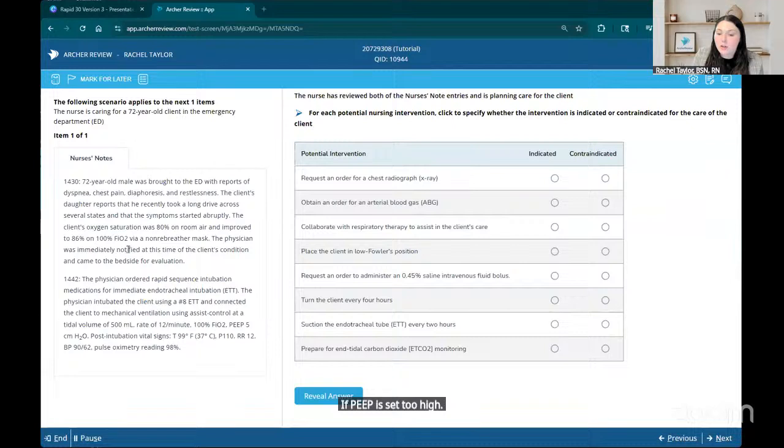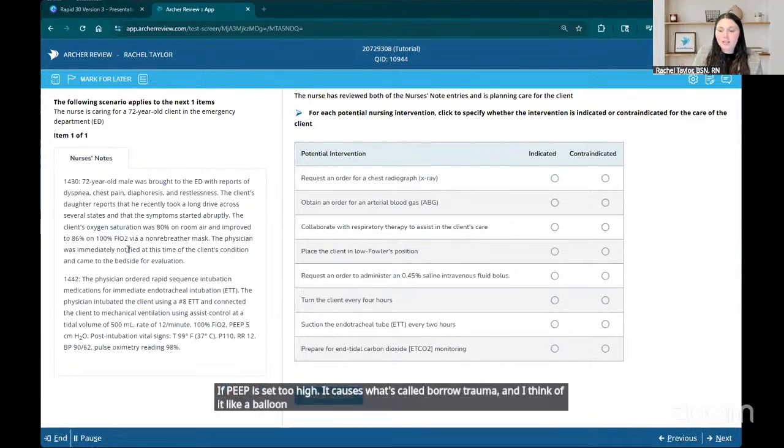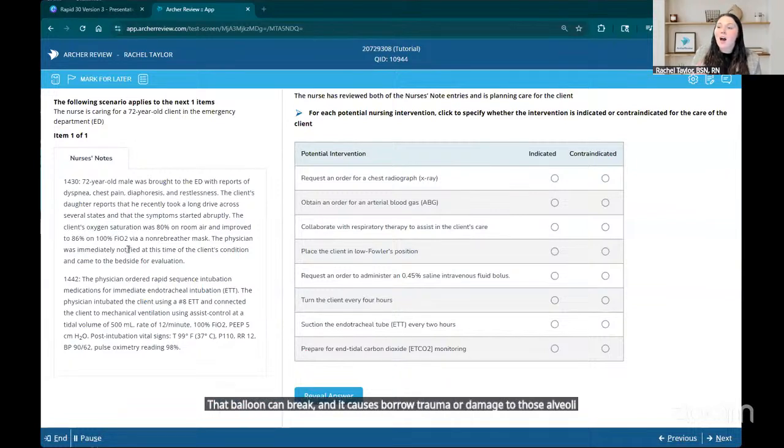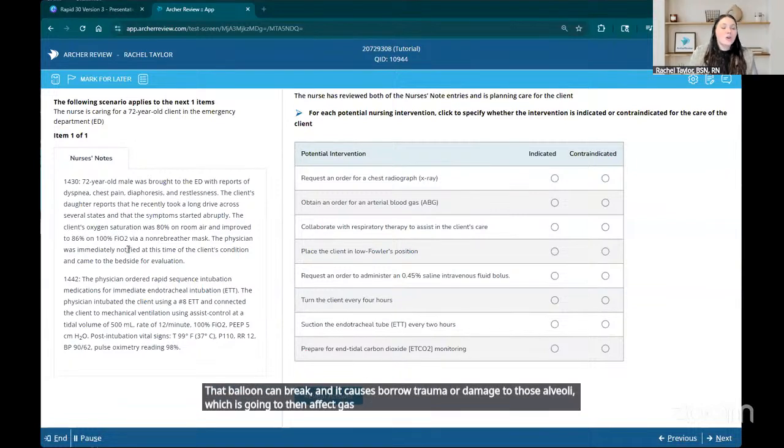It causes what's called barotrauma. And I think of it like a balloon. If we overly blow into a balloon, guess what? That balloon can break, and it causes barotrauma or damage to those alveoli, which is going to then affect gas exchange. So let's look at this together.